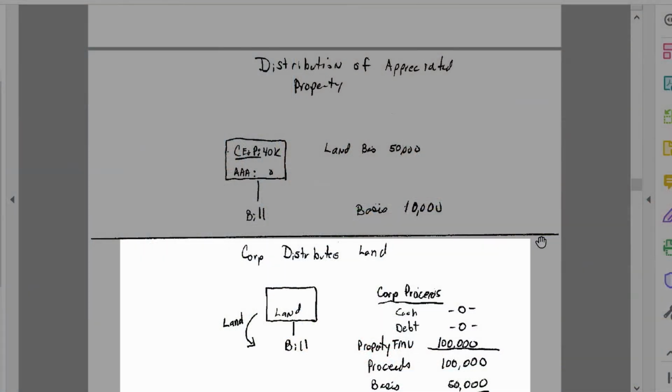Because this one is, what if Bill distributes land to himself, instead of cash? So what happens when Bill distributes the land?